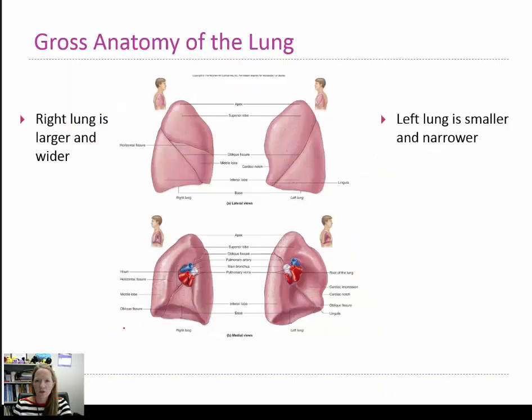So let's take a look at a different view, and we can get an idea of comparing the right and the left lung. As you can see, the right lung is going to be wider and larger than the left lung. The left lung is a little bit narrower and smaller. And remember, it's mainly because of the heart. The heart is going to invade that left side.